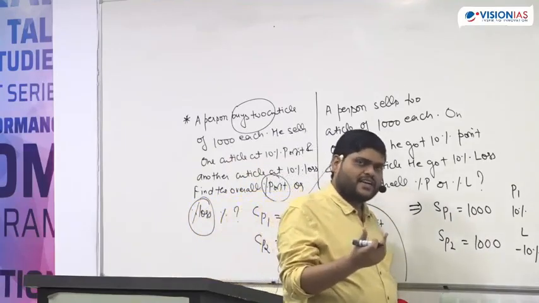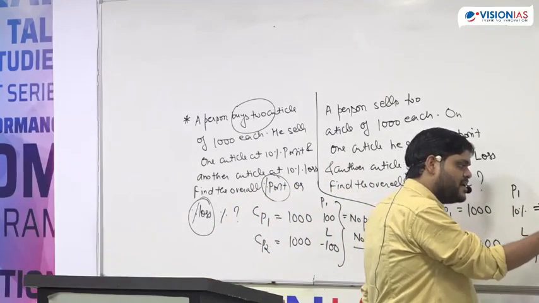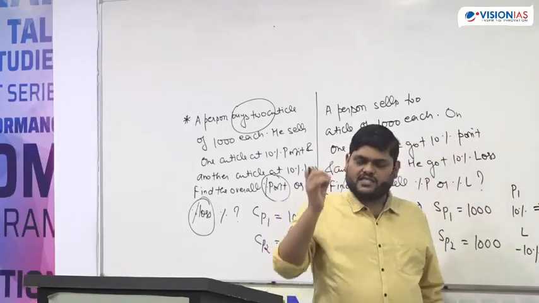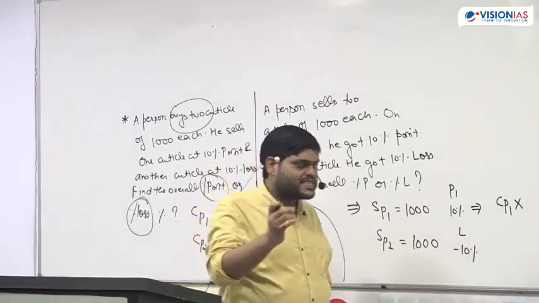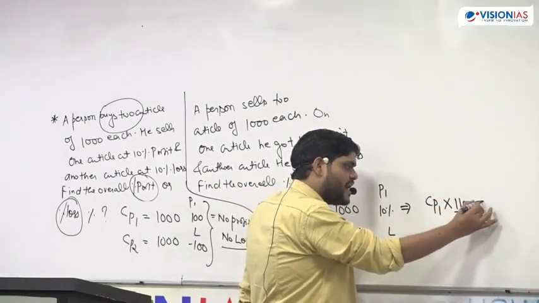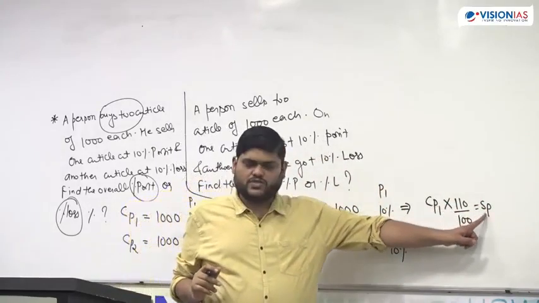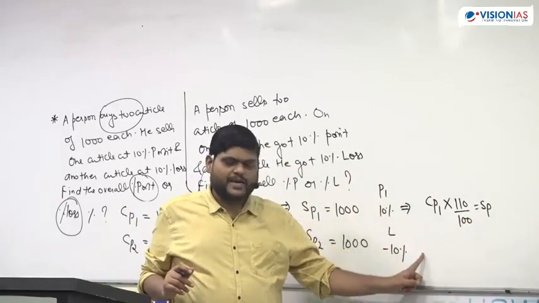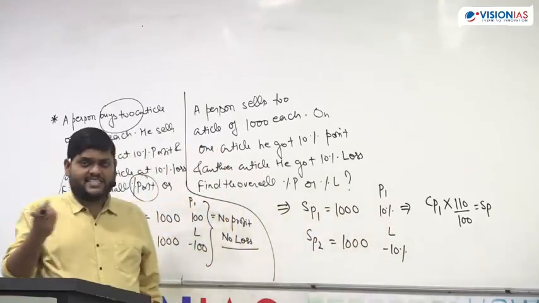So how can we find out? One way to find out is we know that this is CP1, and 10% profit means, as I told you, whenever profit is 10%, the cost price becomes 110%, and that is equal to SP. SP is given as 1000. So this is one way to find out CP1 first, then CP2, and then you can find out the percent of profit or percent of loss, but it is a lengthy process.